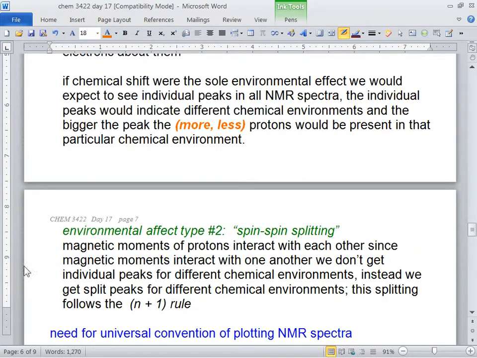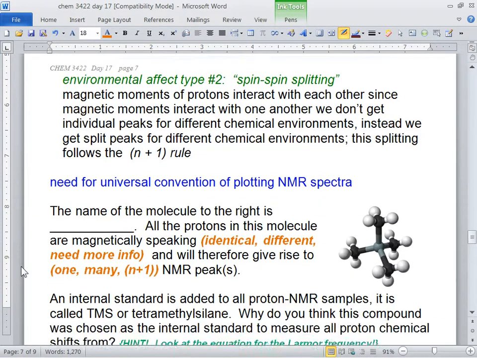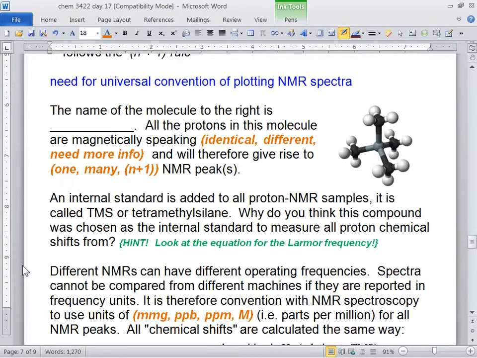Okay, environmental effect type number 2. We talked about this one, right? The N+1 rule? Yes. Okay, so this is where I kind of mess things up for you guys. The name of the molecule to the right is tetramethylsilane. Right, and they're going to abbreviate it how? TMS, right? Tetramethylsilane, they abbreviate it TMS.